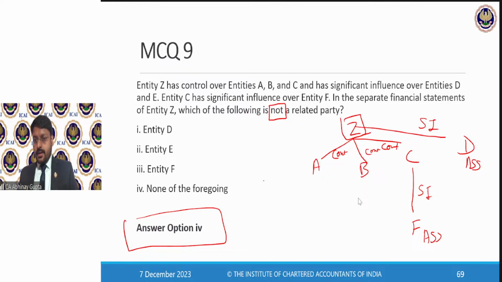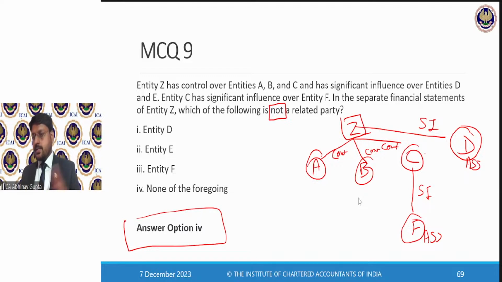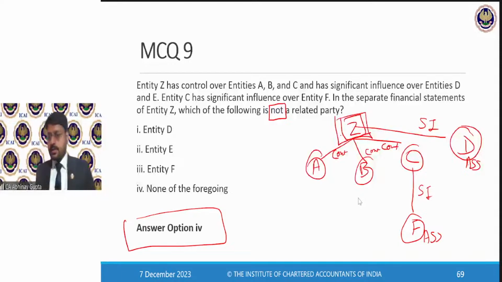Right? Why? A is related, yes, subsidiary. B is related, yes, subsidiary. C is related, yes, subsidiary. D is related, yes, significant influence. Now, F is related, yes, because it is an associate of the subsidiary. So, an associate of my subsidiary is a related party for the parent company. There is no doubt about that. We have covered this in our practical examples earlier as well.